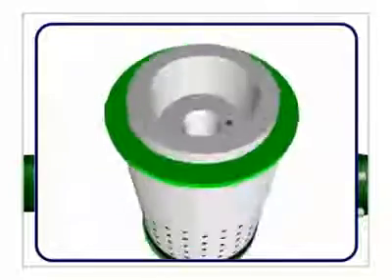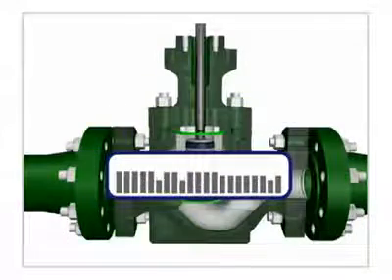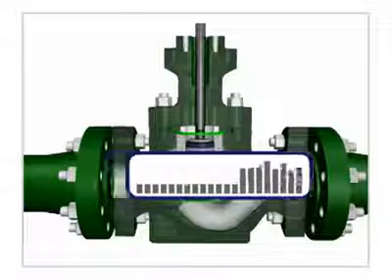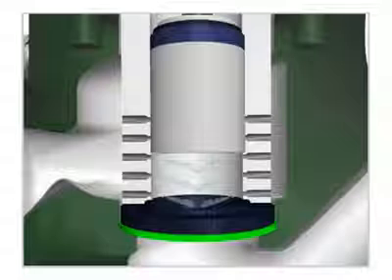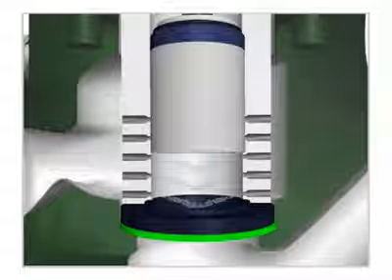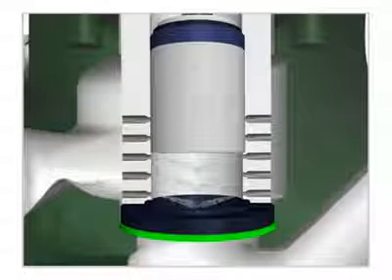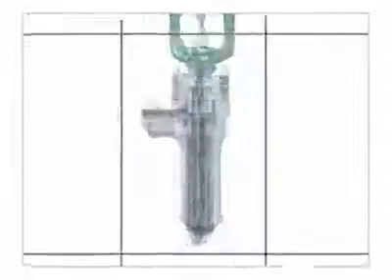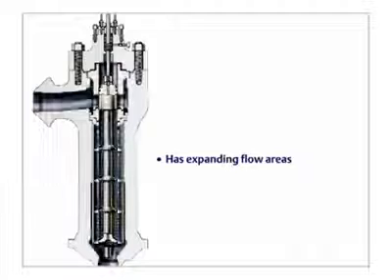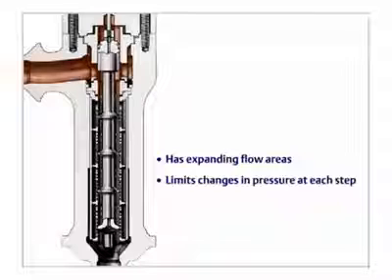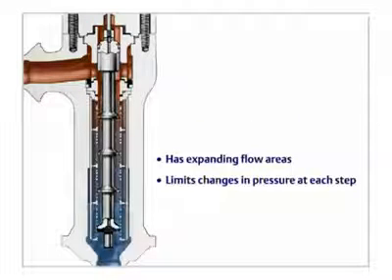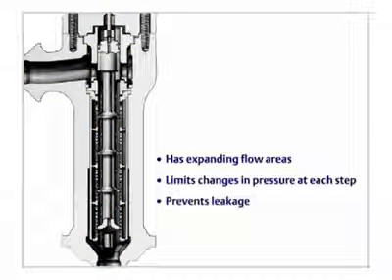Multiple small holes shift the noise to higher frequencies. Cavitation is isolated by directing fluid into the center of the valve using a flow-down orientation so bubbles implode away from the valve components. In addition, the Cavitrol 4 valve trim has expanding flow areas that decrease pressure as the fluid flows through. It limits changes in pressure at each step to prevent fluid from reaching the vaporization point, and prevents leakage.